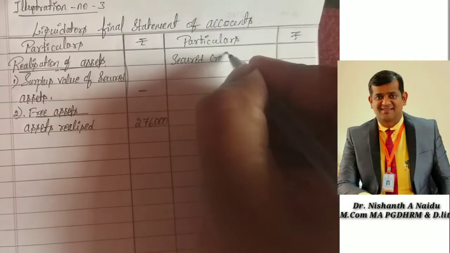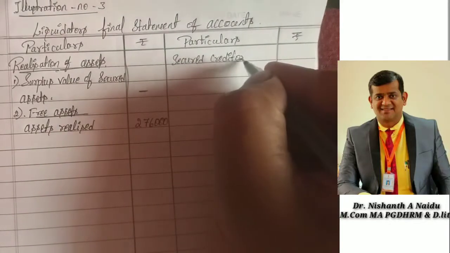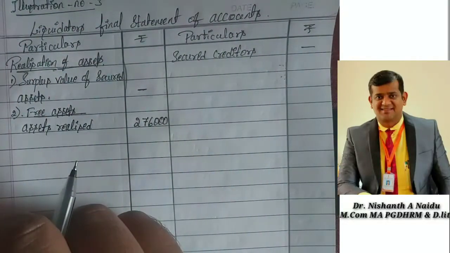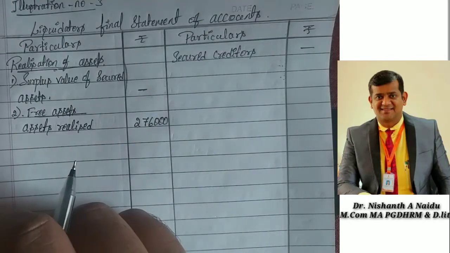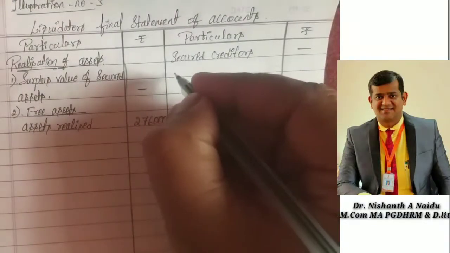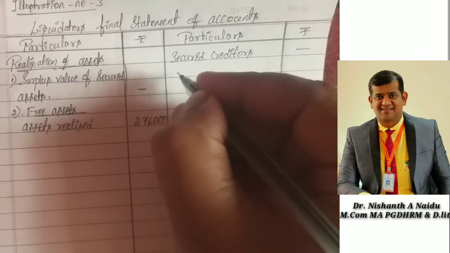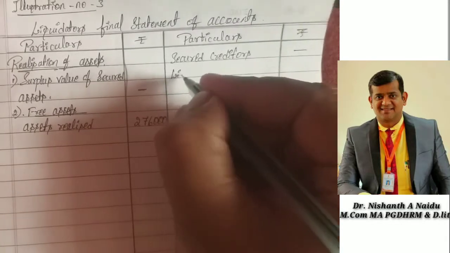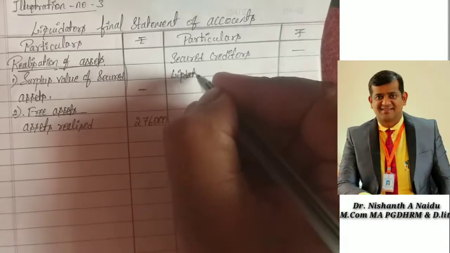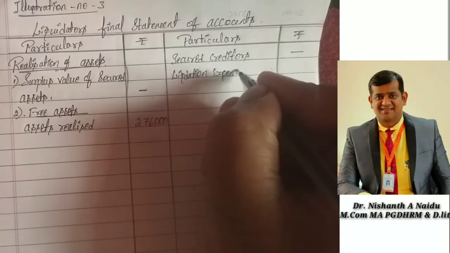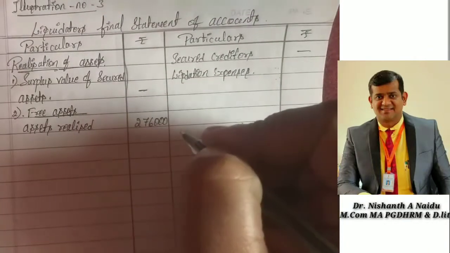Secured creditors. If we have any secured creditors, we are going to write. Since there are no secured creditors in the problem, I am entering that directly and showing it as nil. So after this, immediately we'll start with what? Liquidation expenses, if any. Is there any liquidation expenses? Check in the problem.